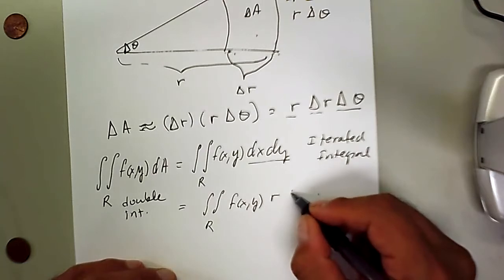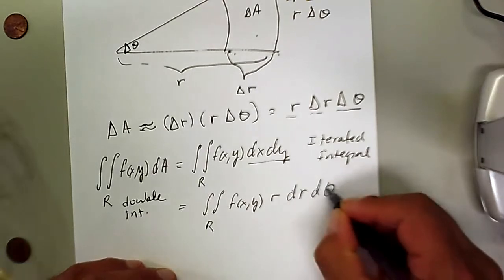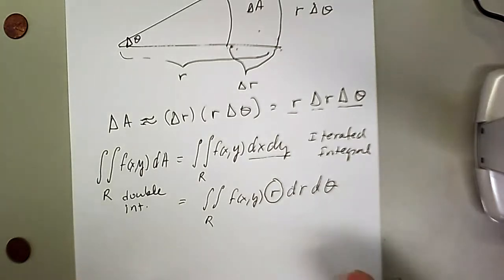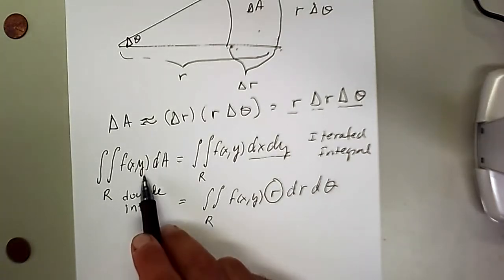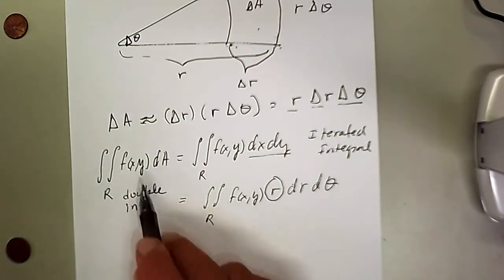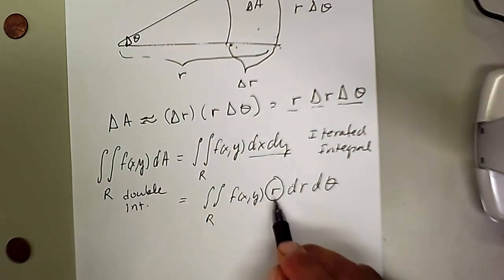R, dr, d theta. So there's an extra r that shows up every time you're doing a double integral and involving polar coordinates so that you can find the double integral. You have to include this extra factor.